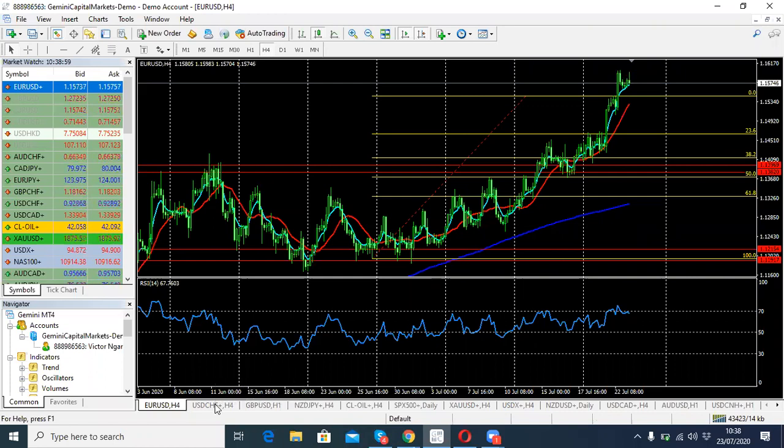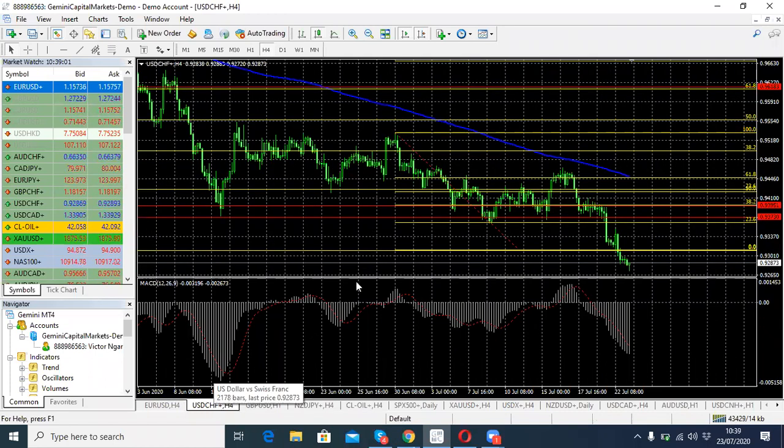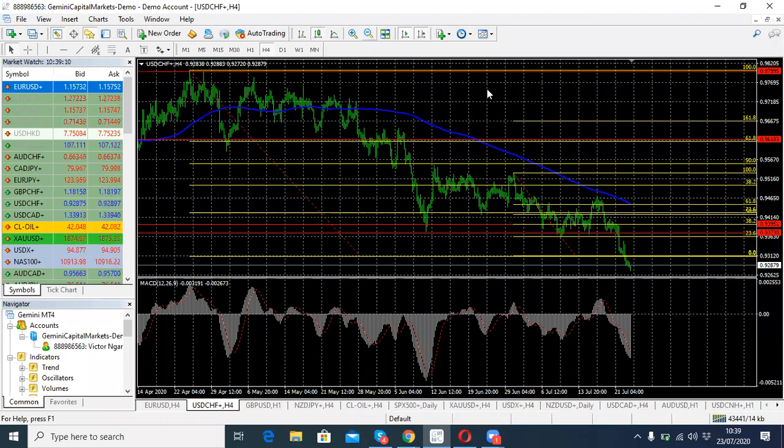Let me also check USD CHF. USD CHF is also here. You can see I had already drawn them: 61, 50, 100, 38, 61. So it has been on a downtrend on H4. I had drawn two Fibos: one for H4 and this one inside here is for H1. The reason is I need to know the main levels that are holding more weight. But now you can see they are breaking the zero.